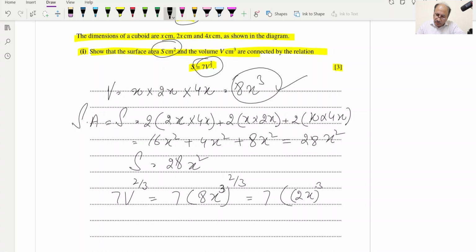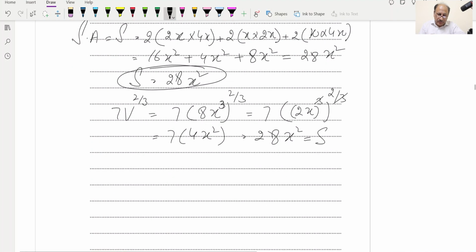This 8 we can write as 2 cubed, and whole raised to 2 by 3, and this 3 will cancel with this, and we will get 7, and this will be 2 squared which is 4, and x squared, which is equal to 28x squared, and 28x squared is our s, so we can write this is equal to s. So we can write 7v raised to 2 by 3 is equal to s, and this was the result we were supposed to prove, which we have done.